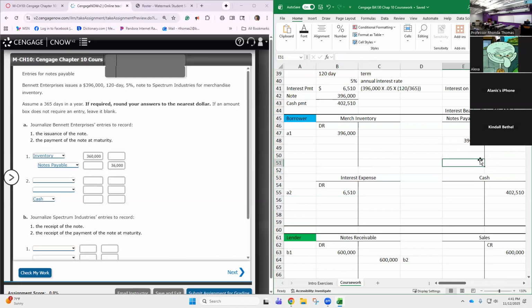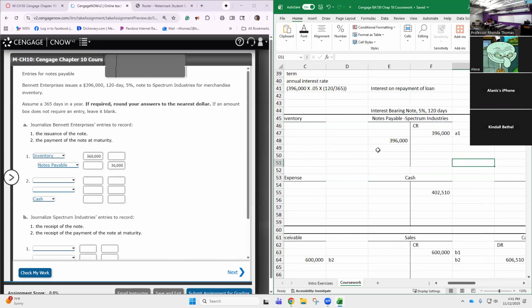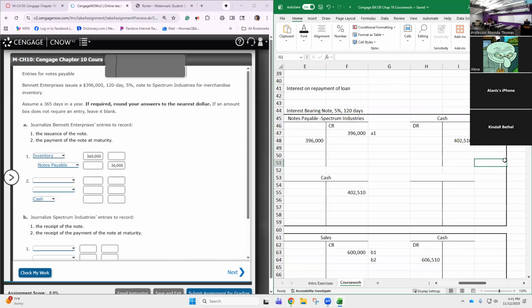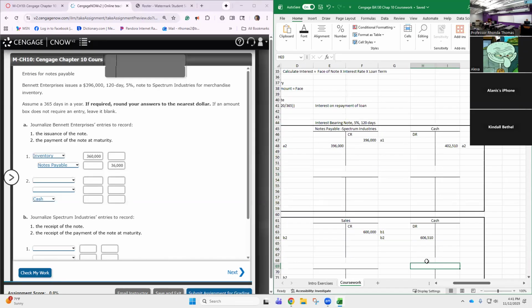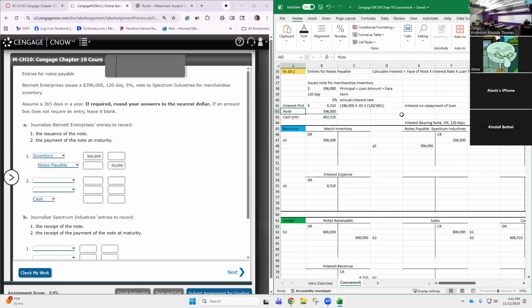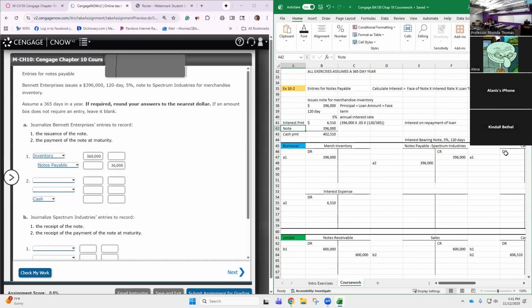Okay. So once again, this is A1, this is A2. And here's my cash account over here. So cash is already there. So let me make this just a little bit smaller so you can see these on the board. I've got this note. Okay, and then I've got cash sitting over here to the right.